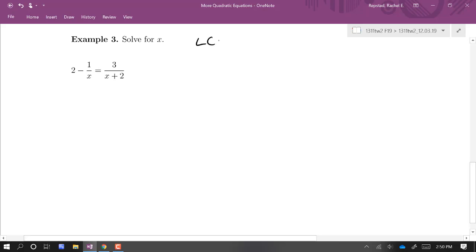So first of all, you can get everything on one side, but eventually you'll still have to use this. What is the LCD in this case? X times x plus 2. Remember, x and x plus 2 are just completely different, like 3 and 5 are different factors. They're relatively prime. We consider them prime algebraic factors. They don't share any common factors with each other, so we need to grab them both. And then what is it that we do with that?